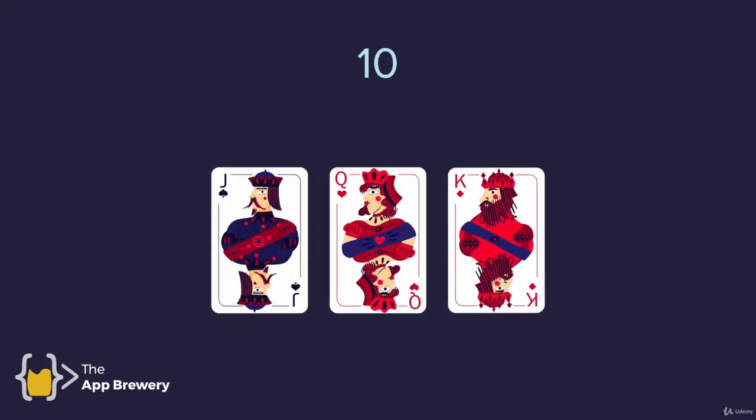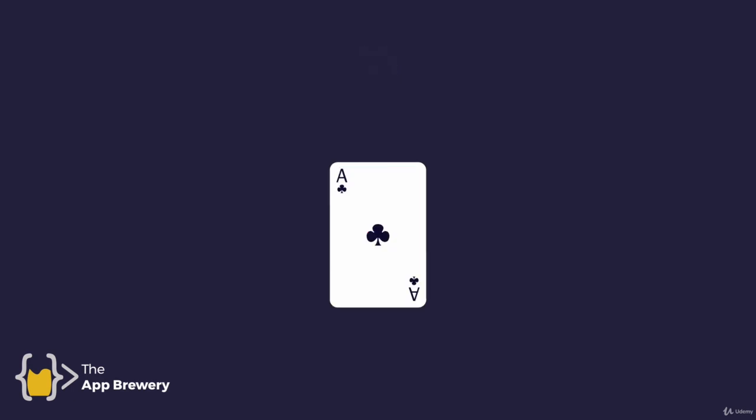And the other special card is the Ace. Now, the Ace can either count as a 1 towards your total, or it can count as an 11. And depending on whether you've gone over 21 or whether you're under 21, you can decide which value you want your ace to represent.